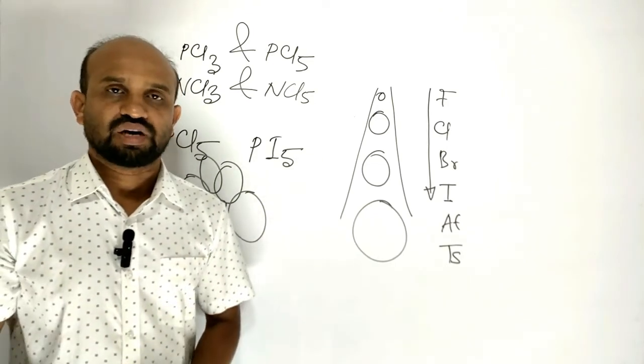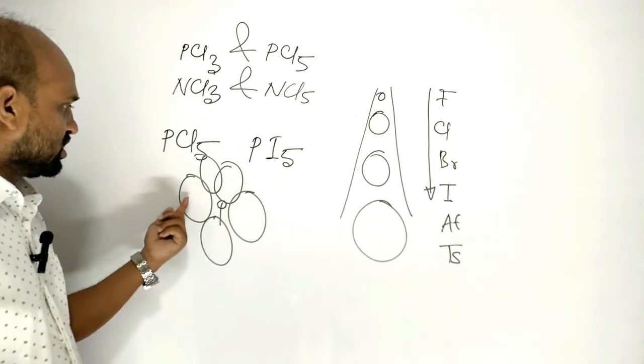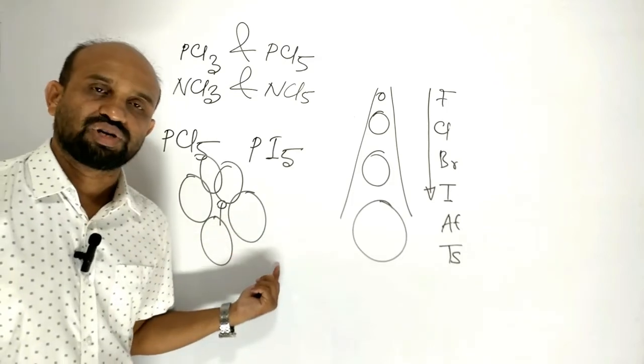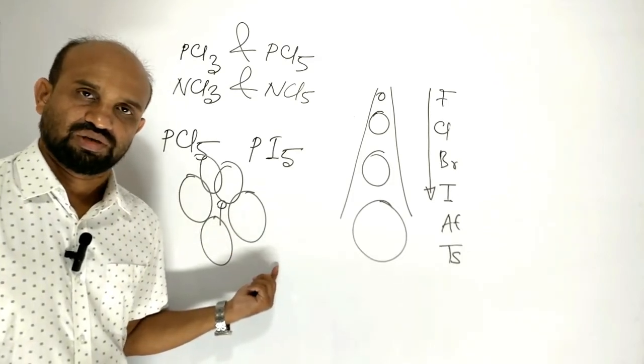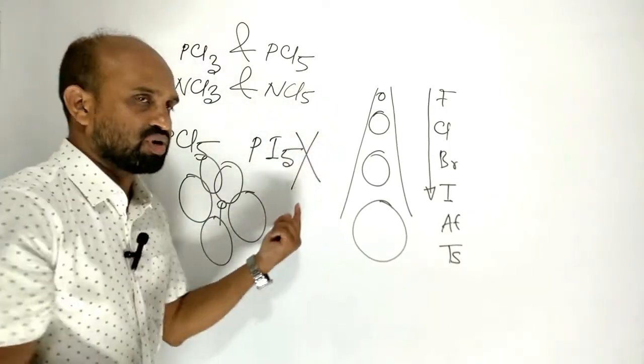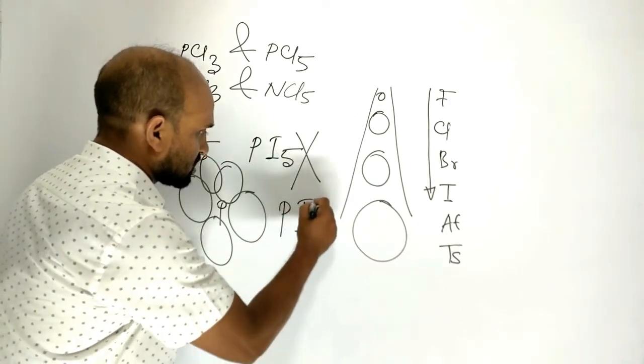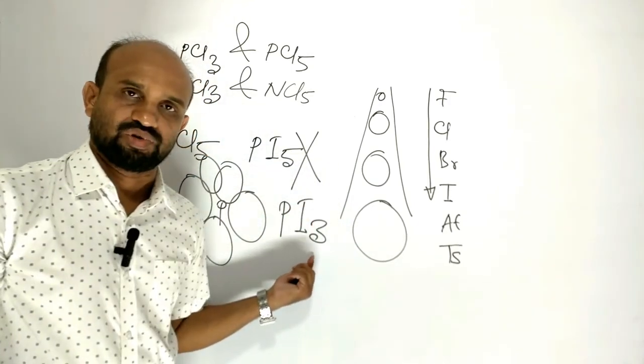Because of the larger size of the iodine atom, 5 iodine atoms cannot be accommodated around phosphorus. This is the reason phosphorus pentaiodide is not formed. Rather, phosphorus triiodide can be formed.